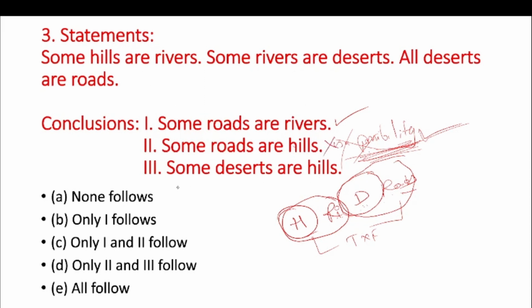We'll consider it as not true. And some deserts are hills. This is also a possibility, that deserts can be hills, but if you blindly follow only those three statements, we cannot conclude whether some deserts are hills. So the third conclusion is also wrong. The answer would be only one follows, that is, only the first conclusion follows.